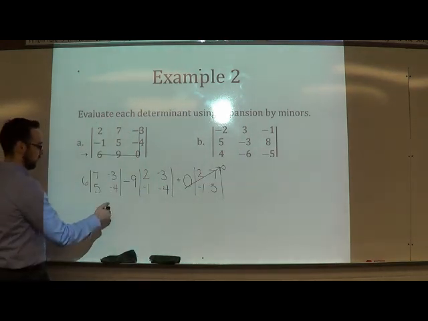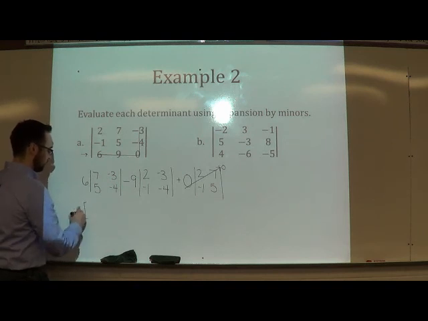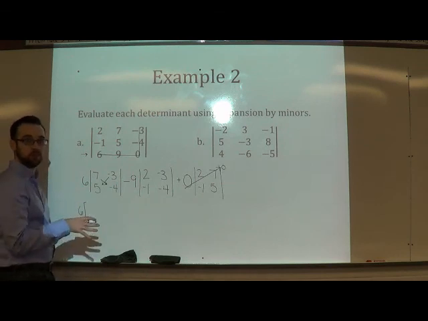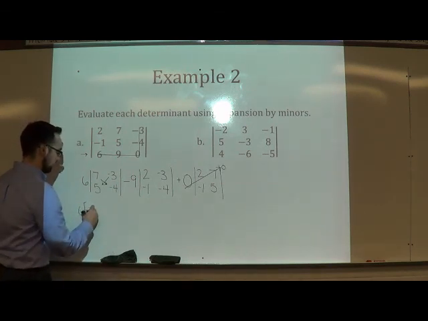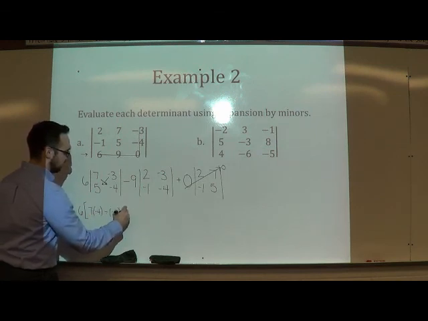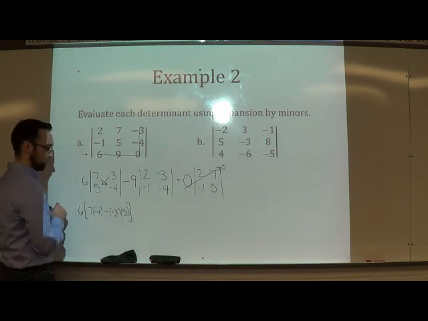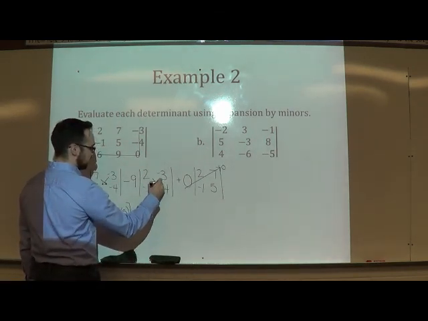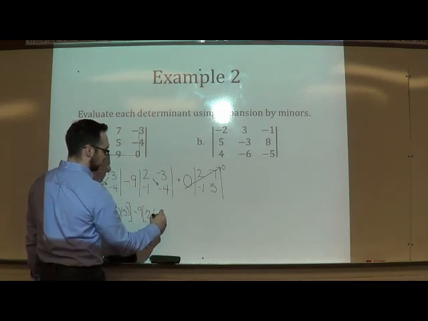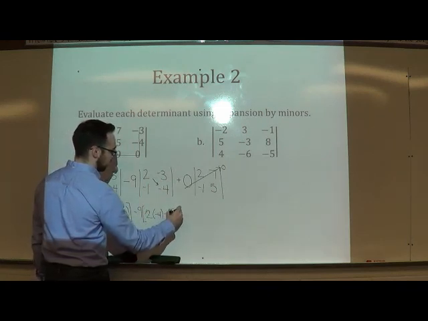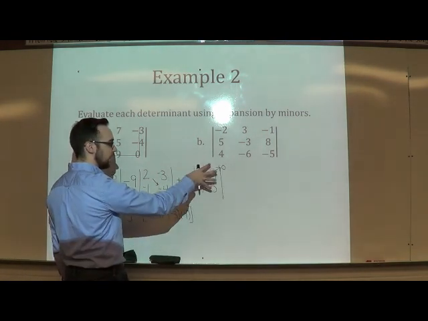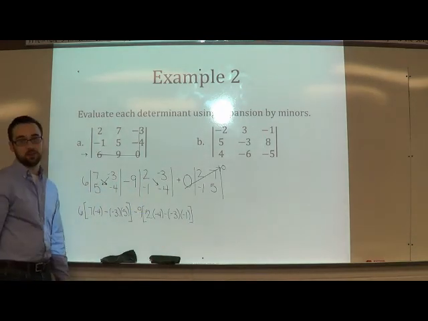So the determinant over here, we have 6 times the quantity. Again, we cross multiply, going back to what we just did a few minutes ago with 2 by 2's. So I'm going to have 7 times -4 minus -3 times 5. And that's the first one. Minus 9 times 2 times -4 minus -3 times -1. That's the second one. And then again, I could write this all out. I'm not going to. Save myself the work because it's all going to be 0.